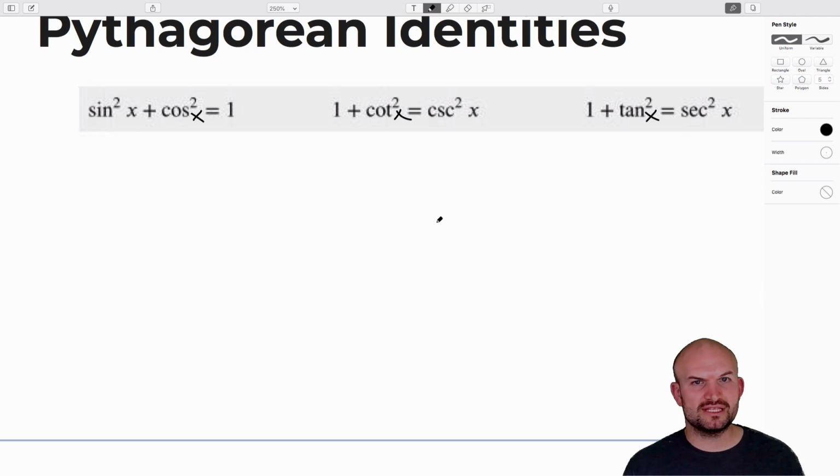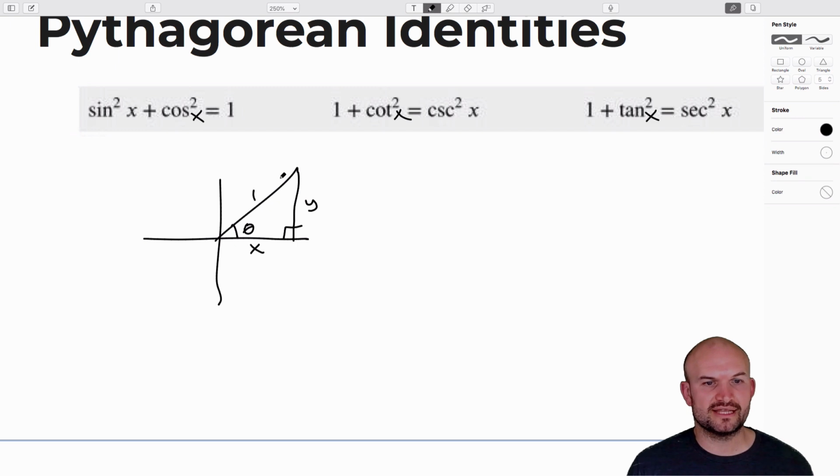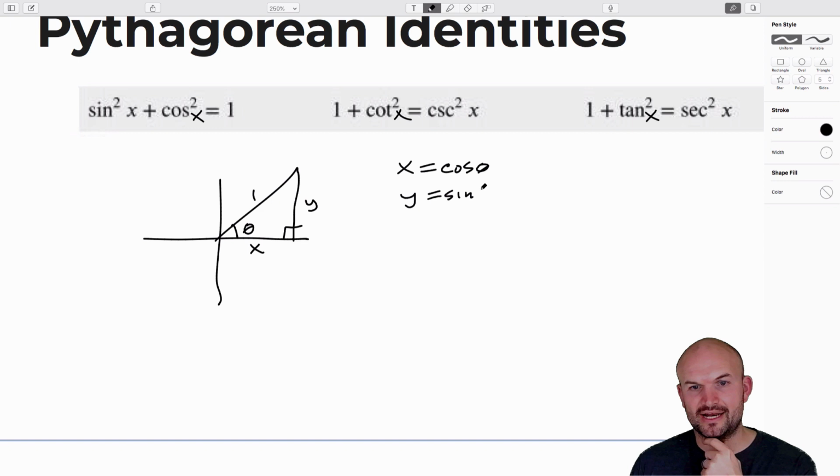Now, again, where do these Pythagorean identities come from? Or if we were given one, how can we go ahead and find the others? Well, remember, where we left off with our triangle was we had a triangle that looks like this, right? Here was our theta, and then we said this was our x, this was our y, and this was 1. Well, again, remember that x equaled the cosine of theta, and y equaled the sine of theta.